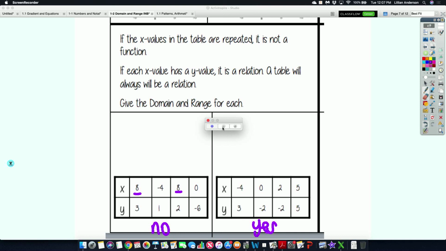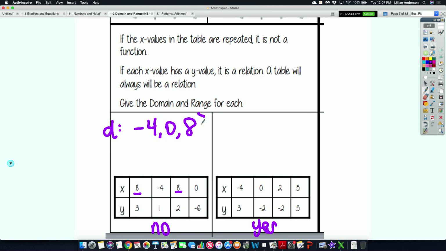Aurora, what did you give for your domain for the first one? The one on the left. Very good. With the curly brackets, right? Awesome. And then what about the range? Paige, what did you get? Curly brackets, -6, 1, 2, 3, 4. Awesome. Okay. The domain, Erica.